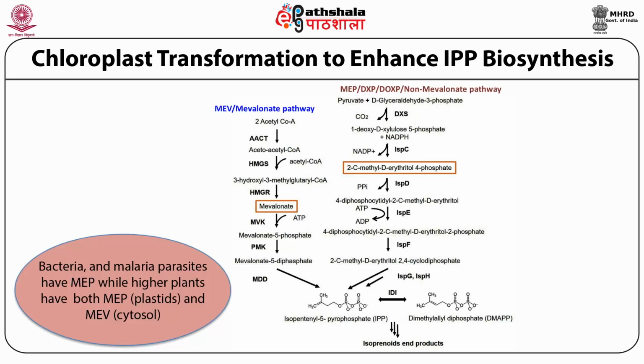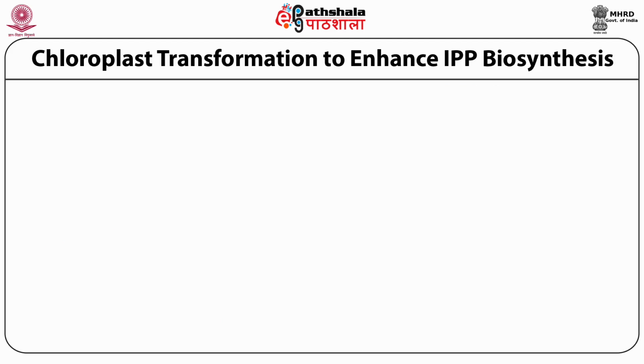Like in the cytosol, there is a mevalonate pathway which produces the IPP, and in the chloroplast, there is a MEP pathway which produces the IPP. So there are two pathways which produce the IPP. It may be interesting if we can increase the IPP, and then we can convert this higher IPP to produce some pharmaceuticals, or we can utilize it for some other application.